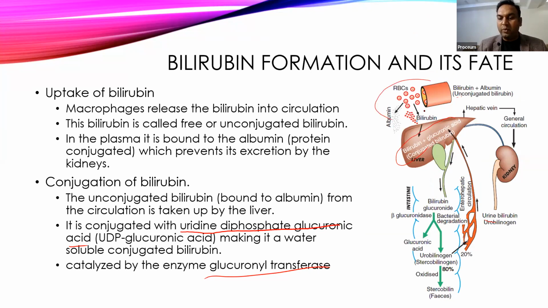Now here RBC destruction and all those things are normal, but conjugation is not happening because of damage to the liver. Now what will happen? As the conjugation is not happening, the conjugated bilirubin will be very low. Unconjugated will be very high. But there will be no hemoglobinuria, there will be no hemoglobinemia.